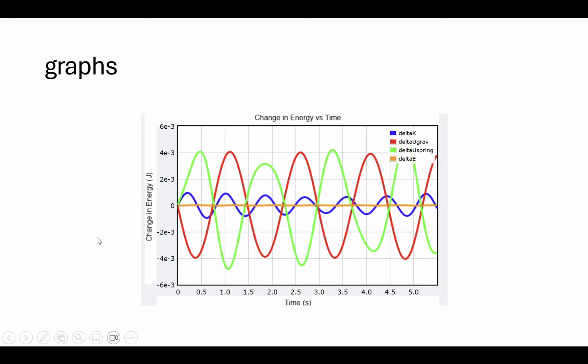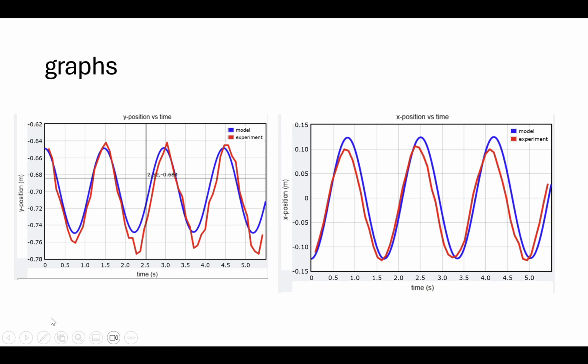Okay, now to analyze our graphs, one thing to note is that the delta U gravitational graph and delta U spring are constantly opposite, and obviously delta E is at 0. So it's important to remember that.